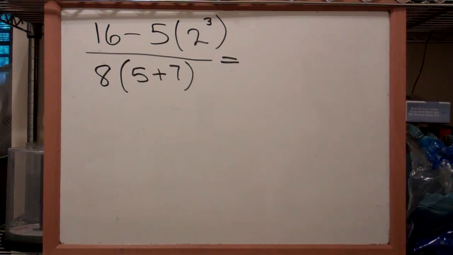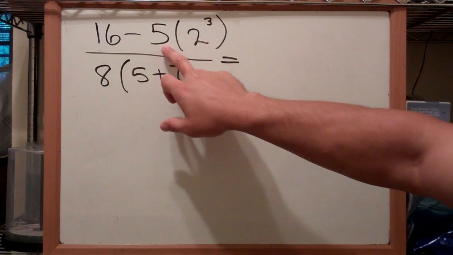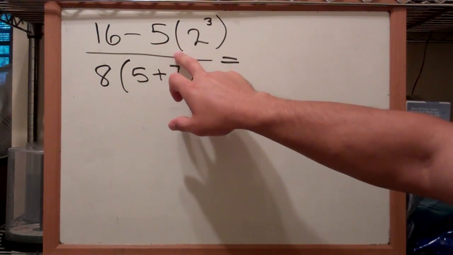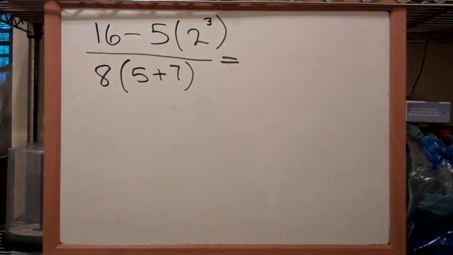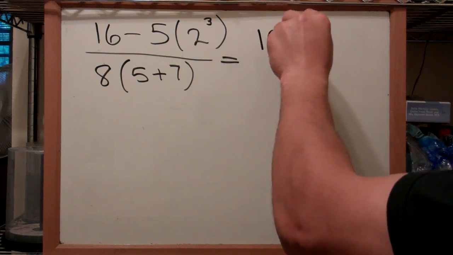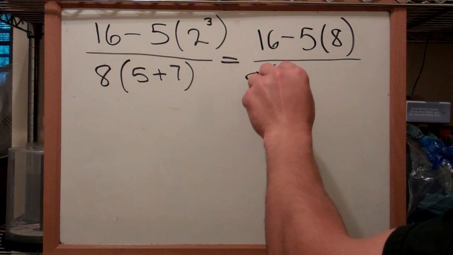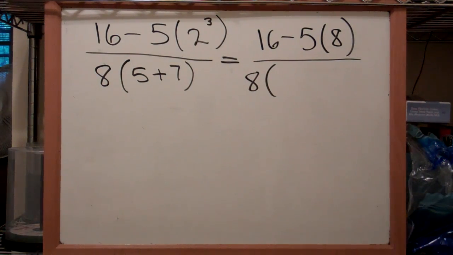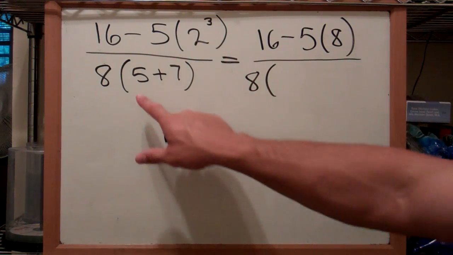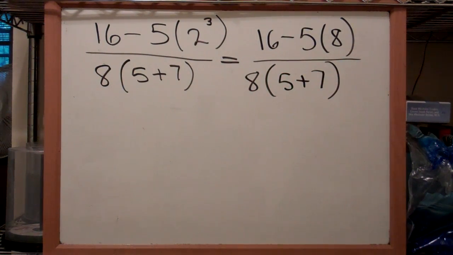So starting at the top, we have operations here: subtraction, and then multiplication between the parentheses and the 5, and then an exponent with 2 to the 3rd. Exponents will come before multiplication, so here we're going to say 2 to the 3rd power is 8. So we have to start with the exponents there. And here we have grouping symbols on the bottom that we can evaluate as 5 plus 7, which is 12.